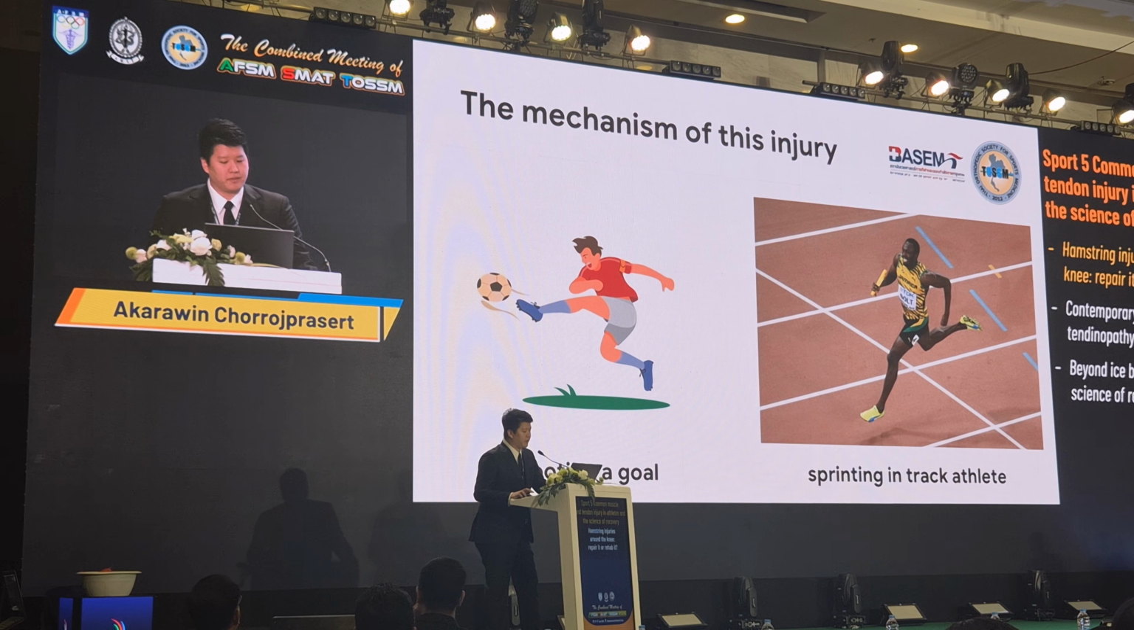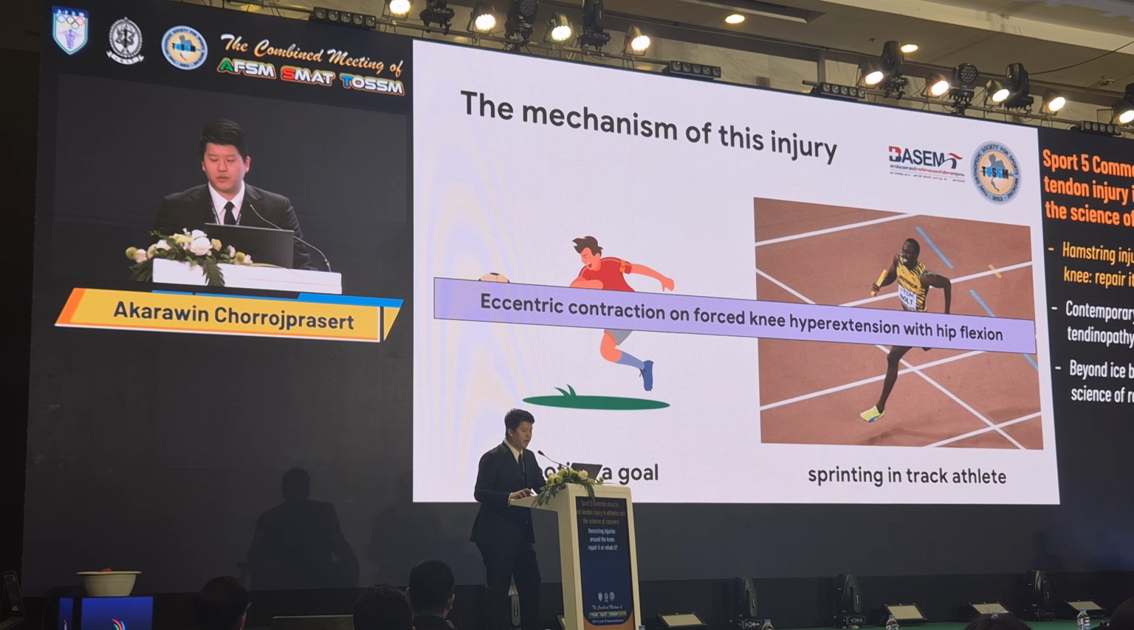The typical mechanism includes shooting a goal, sprinting, or rapid accelerations. Biomechanically, these injuries occur during eccentric contractions, under forceful knee hyperextension with hip flexion. These loading patterns concentrate stress at the distal musculotendinous junction and tendon insertions, which helps explain why many of these injuries are structural rather than simple muscle strains.